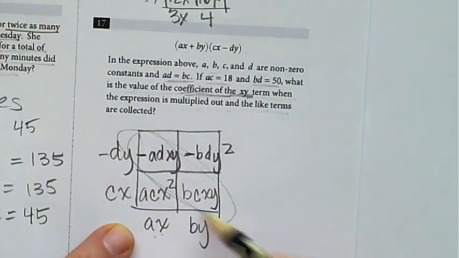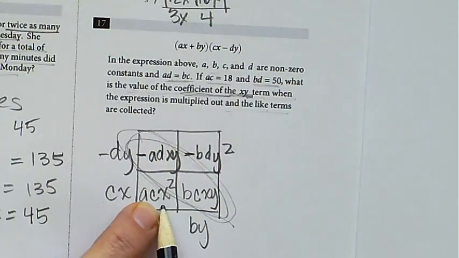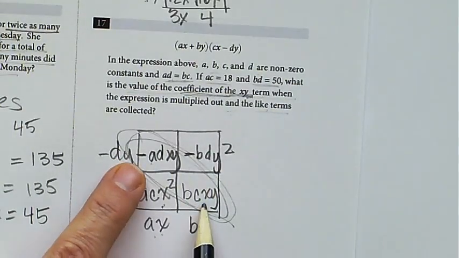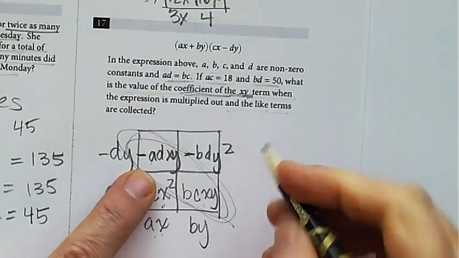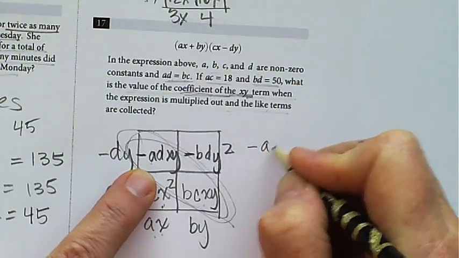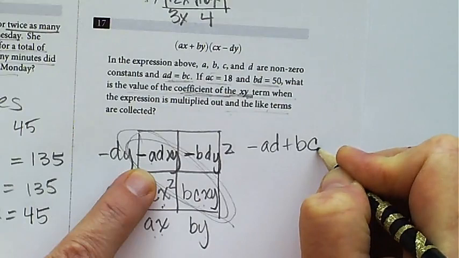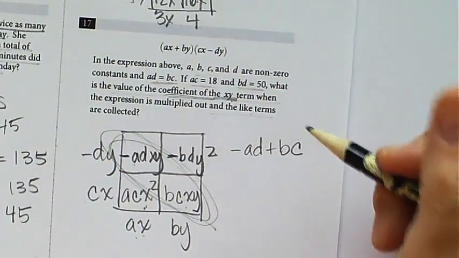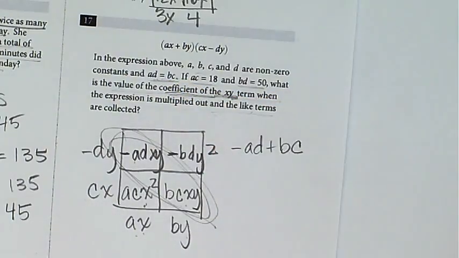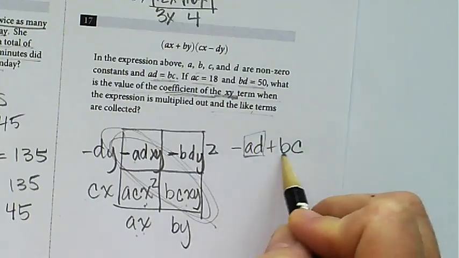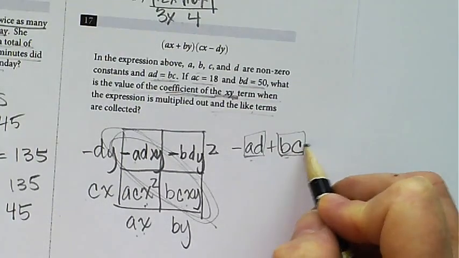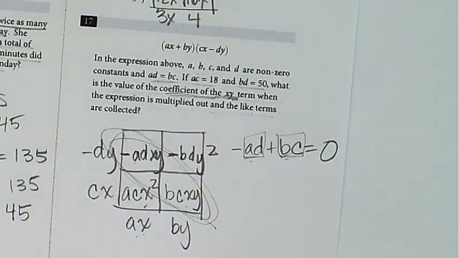Okay, so they want to know what's going to happen when we combine like terms here. This is my x squared term. This is my y squared term. If I combine these two, my xy terms, I would have negative AD plus BC. Well, it told me that AD is equal to BC. So guess what? Doesn't matter what this is. If these are equal, you have a negative value and a positive value. When you add those together, you get 0.